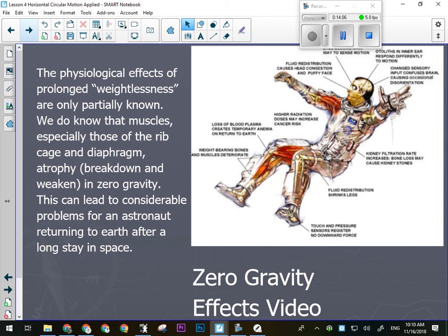They actually look drunk. Chris Hadfield was saying you can't pass a field sobriety test when you come back for the first few days, because you can't walk in a straight line unless you really concentrate and only look at the line.